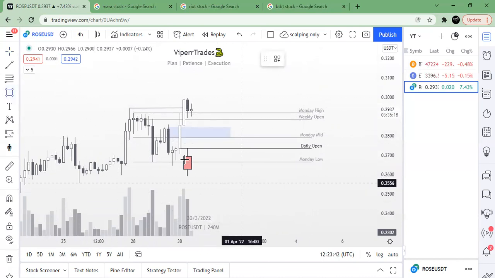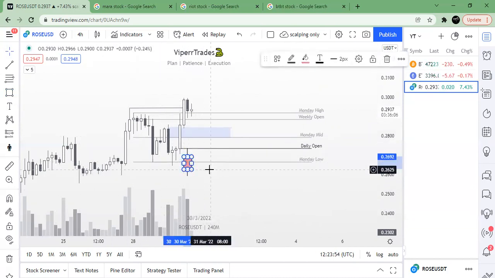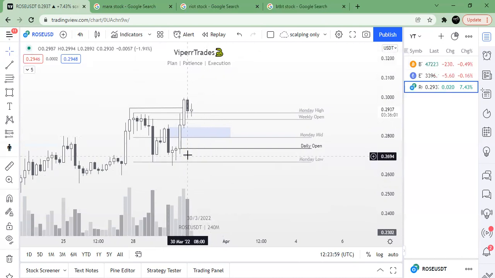And what you'd want to see as well, you'd want to see another bearish candle, then maybe that will give you additional confirmation that, okay, Rose, it's going to start going into a downtrend. However, as you can see here, this did not happen. We just wicked through the Monday low. So it didn't give any confirmation that we're bearish here.